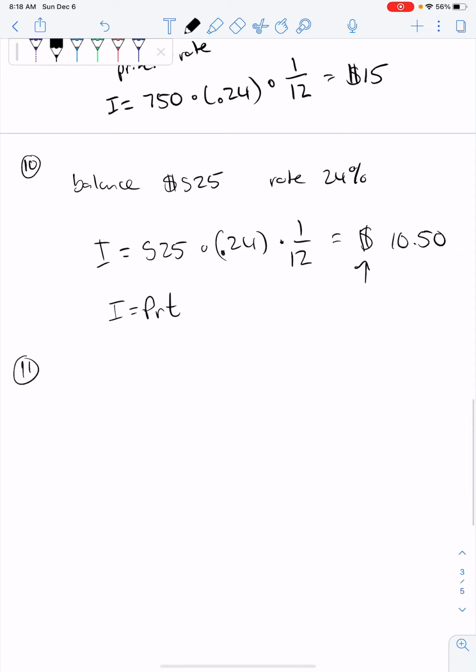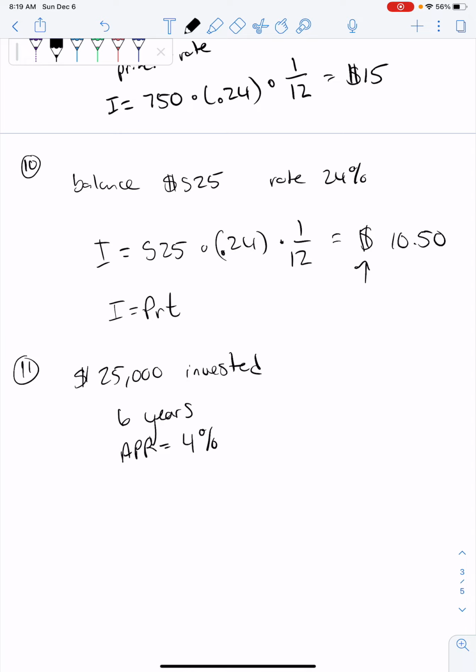Number 11, use the appropriate compound interest formula to compute the balance after a period of time. So it tells me that $25,000 is invested for 6 years with an APR of 4%, and it's compounded daily. Okay, it's compounded daily. And all of this is information that we're going to need to know.